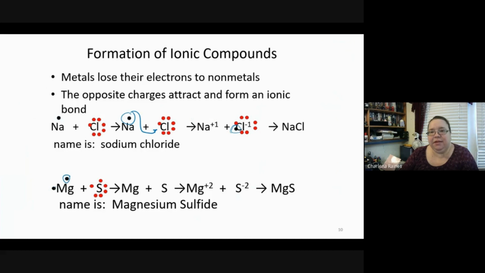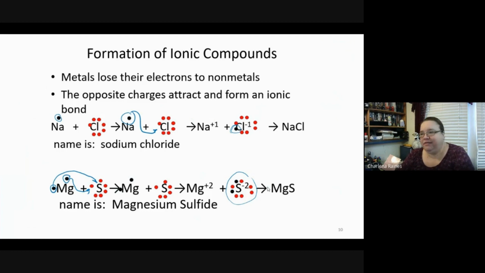We can see that magnesium has its 2 valence electrons. Remember, we know our valence electrons by our group number. And magnesium is going to give both of these electrons over to the sulfur. And we would see that sulfur ends up having that full octet. Magnesium has dropped down in energy level. It still has valence electrons. It's just we're not showing them because it's an energy level less. And that positive and that negative attraction, we end up with 1 of each. So my chemical formula would be MgS. The name would be magnesium sulfide.